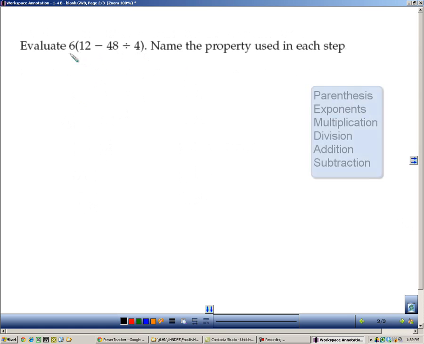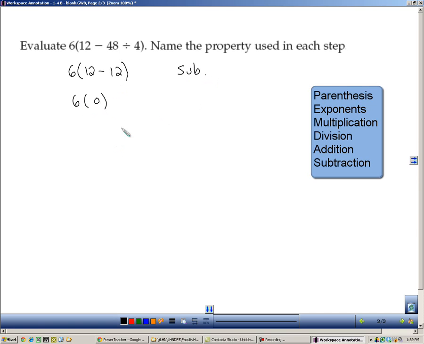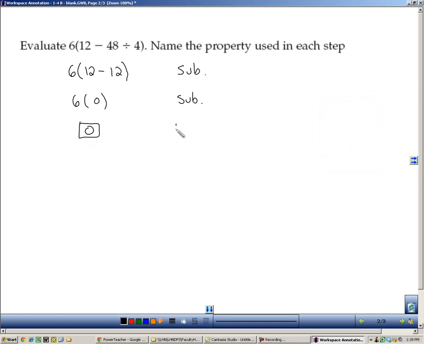Here's our next one. PEMDAS says inside the parentheses we'll do division first. 48 divided by 4 is 12. What property says I can do that? Substitution. 12 minus 12 is 0. The property that says I can do that is substitution. And then 6 times 0 is 0. And the property that says I can do that is the multiplicative property of 0.